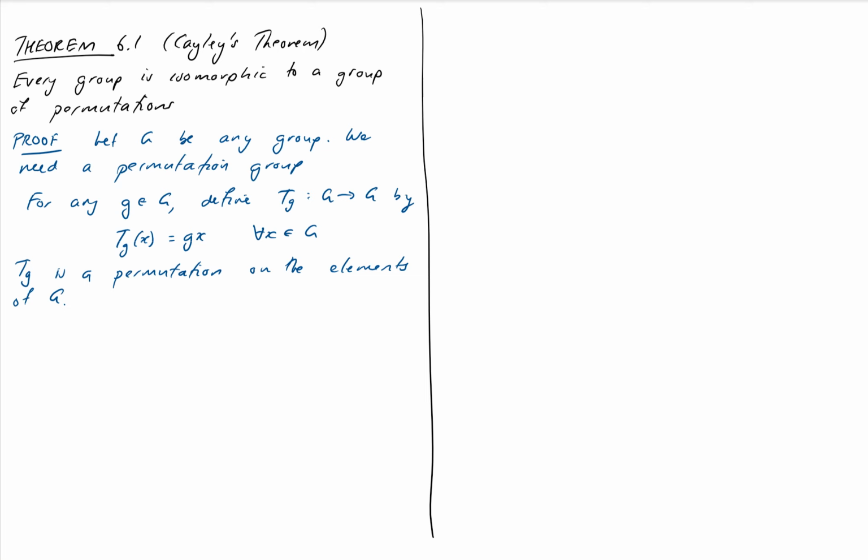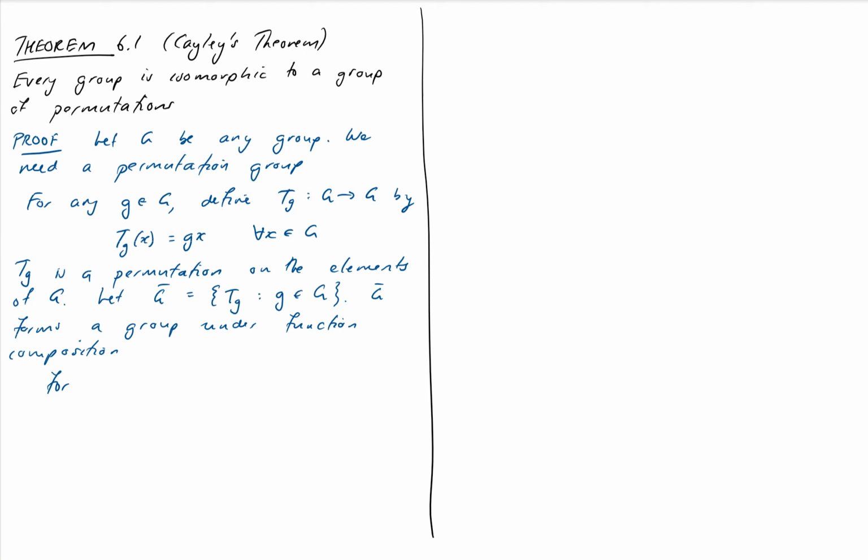Okay, so we're going to therefore build our permutation group to just be the set of all of these permutations, with the group operation being composition of these permutations. So I'll say let G bar equal the set of all the T_g where g is an element of G. And G bar forms a group under function composition. Okay, so let's just see how that works.